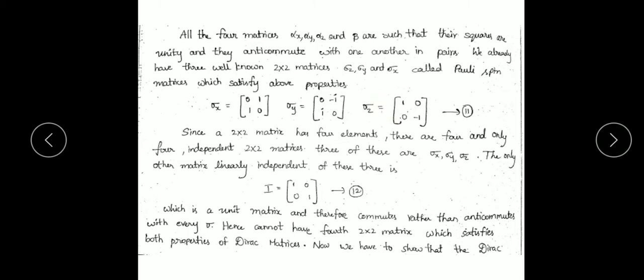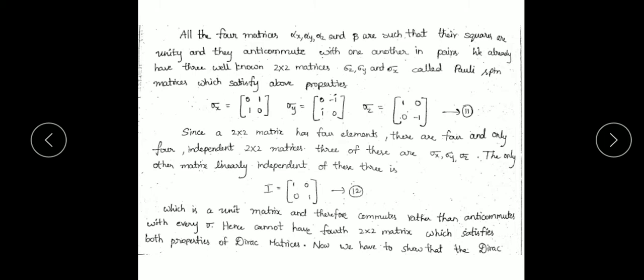But if AB minus BA equals 0, it means commutation, and AB plus BA equals 0 means anti-commutation. So like that we have got some anti-commutation relations. So they anti-commute in pairs. We already have three well-known 2 by 2 matrices, sigma x, sigma y, sigma z, that is nothing but Pauli spin matrices, which satisfy the above properties.